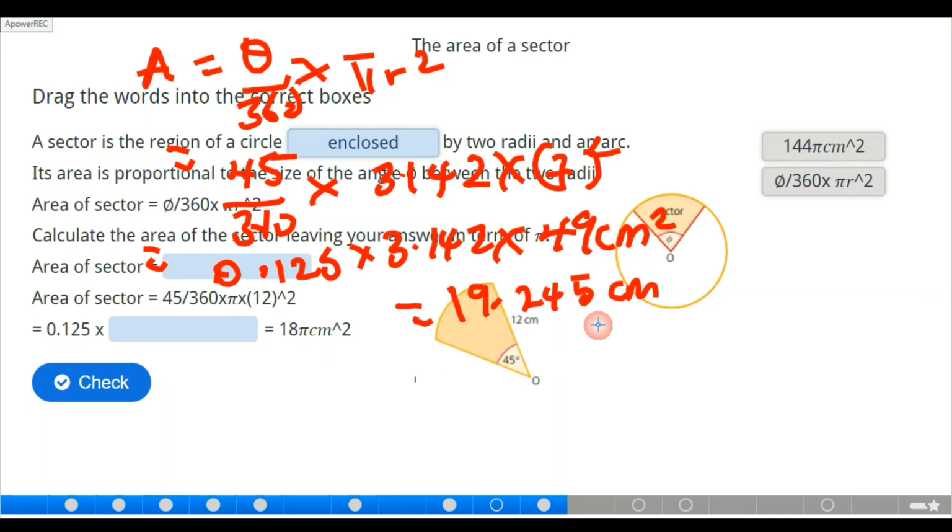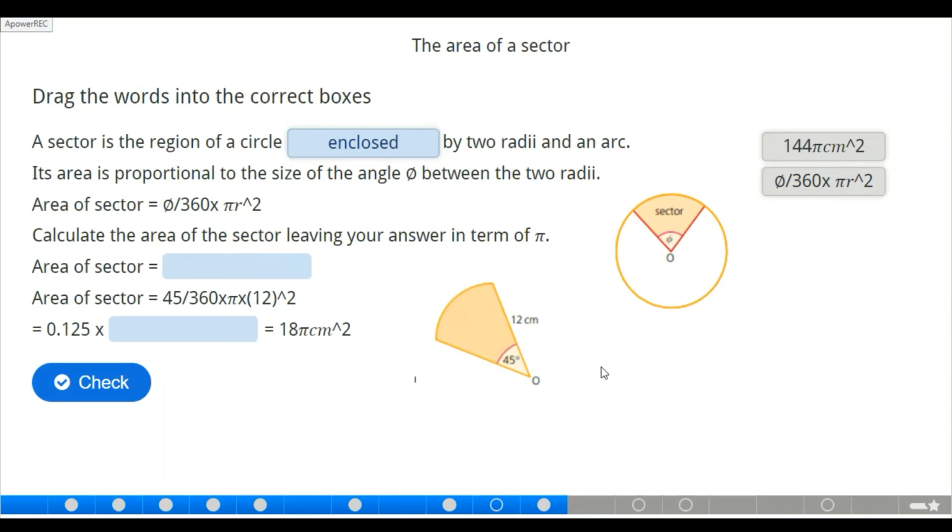19.245 centimeters. So if we are in centimeters square, we are dealing with area. So if we approximate that to 3 significant figures, it's going to be 19.3 centimeters square. And that gives us the solution to that given problem.